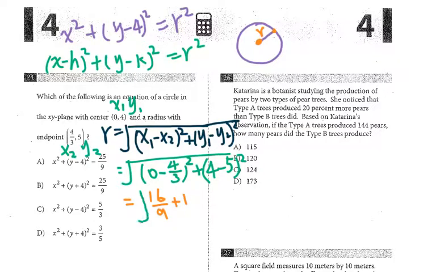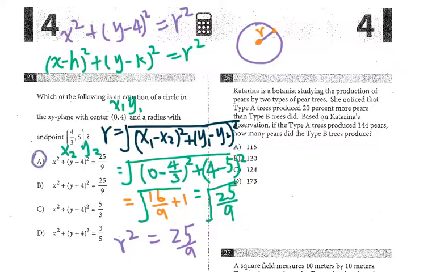This is still under the square root. So you will get 25/9. Since I'm looking for r squared, r squared will be 25/9. That's the answer, it will be A.